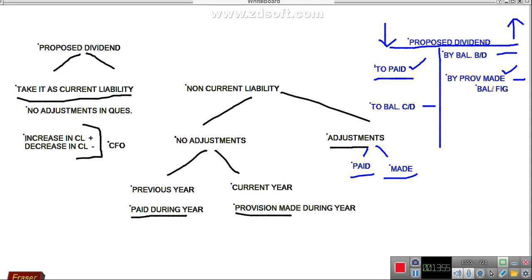And in the question, if you have been given provision made during the year, then the amount paid for dividend during the year will be your balancing figure. So it depends which is the component that is given to you and which will be your balancing figure. So either you will get paid during the year in the balancing figure or made during the year in the balancing figure. Now what you have to do for paid or made: dividend paid during the year will be included in cash flow from financing activities, as I told you in the format itself.